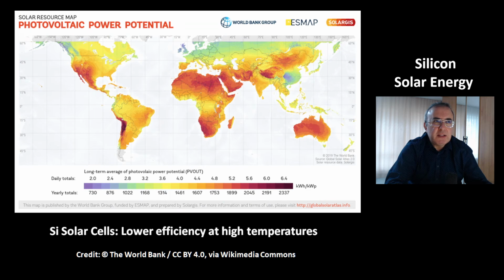This picture shows you the solar radiation in different countries, and you can see South Europe, Africa, Middle East, big parts of America, Australia, of course, and China, all very good places for solar cells or solar energy.